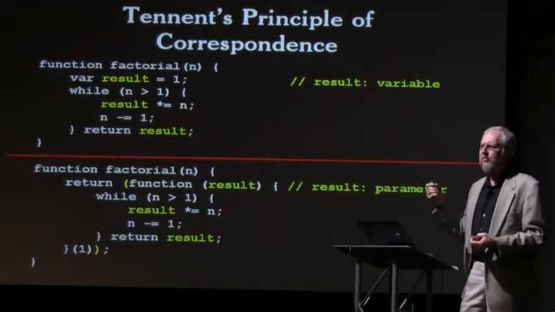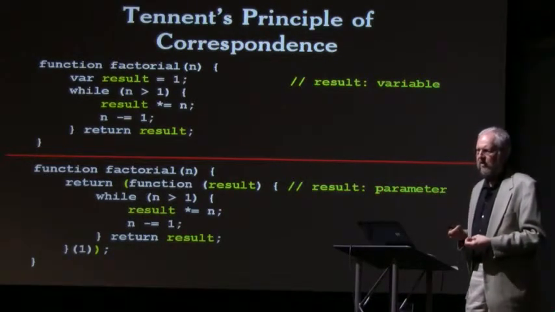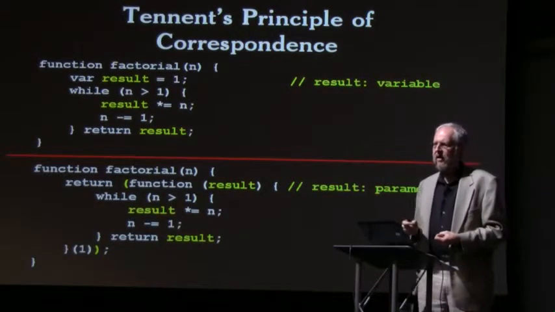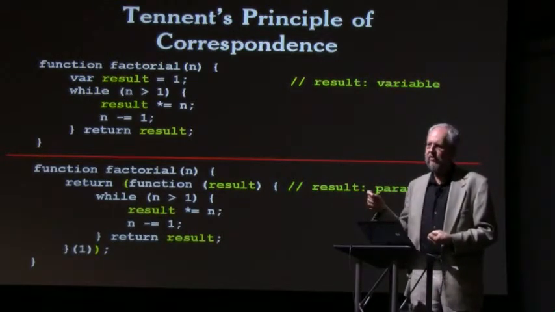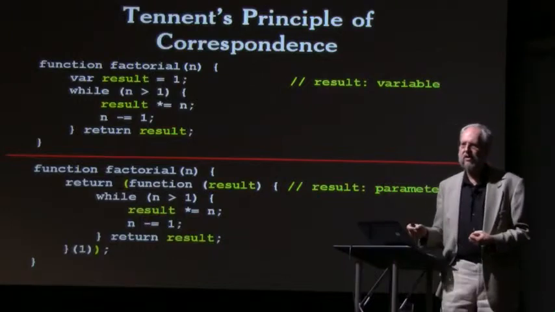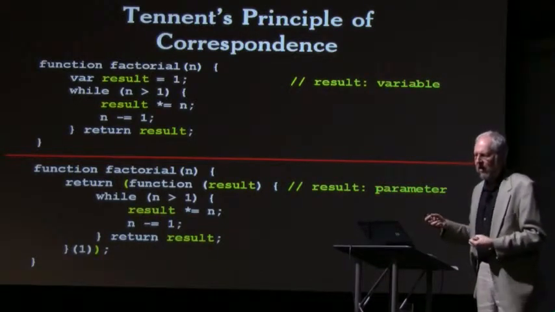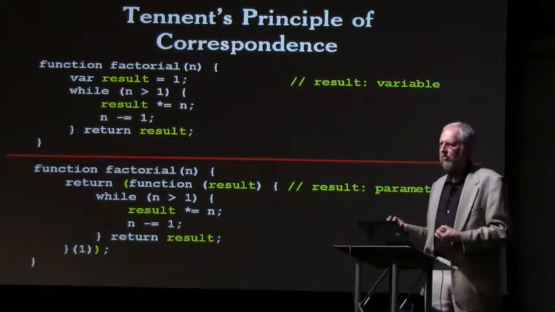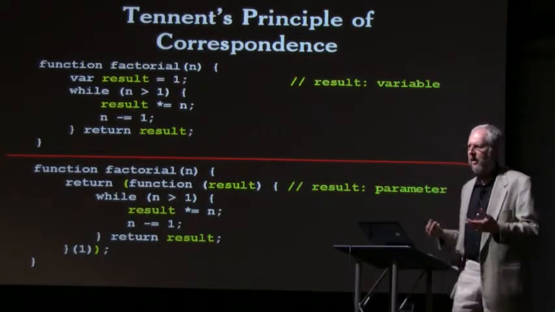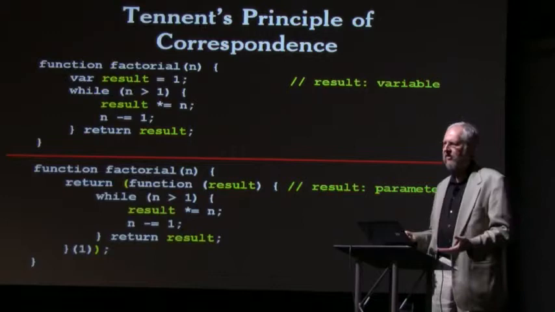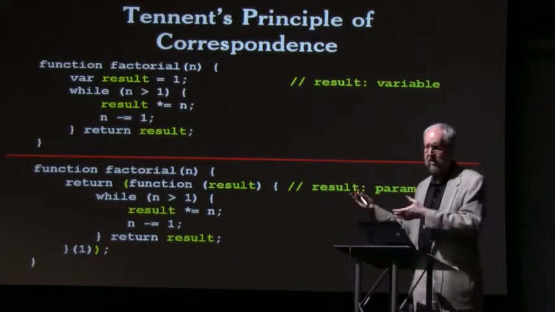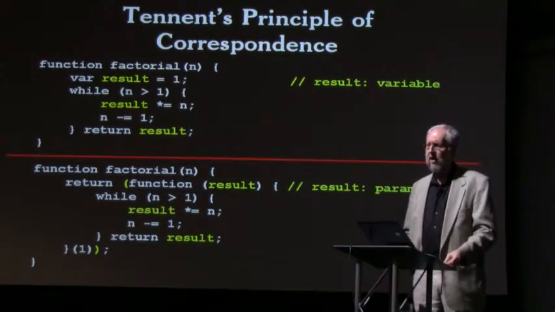Here I have 2 versions of the factorial function that do exactly the same thing. The only difference is one of them uses a variable and the other uses a parameter to represent result. Otherwise, they're exactly the same. Tennant wrote a book called The Principles of Programming Languages, in which he demonstrated the principle of correspondence, which was a correspondence between variables and parameters. And JavaScript demonstrates it really well.